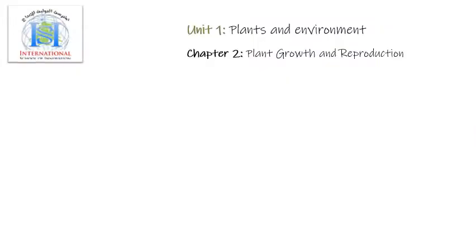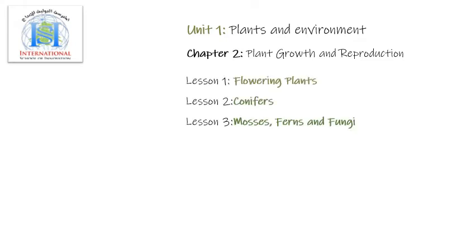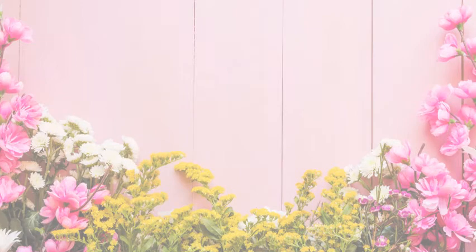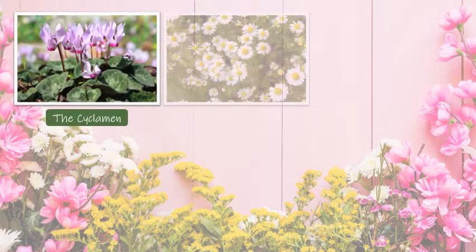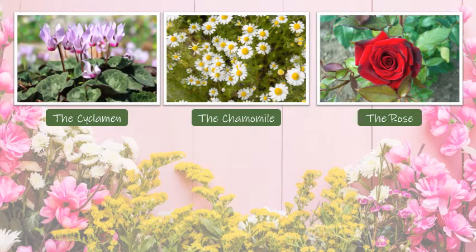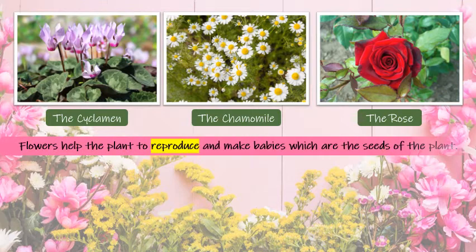So I think you know now. What are we going to learn about today? Yes, flowering plants. Flowering plants are plants that bloom and make flowers. And flowers have different shapes, different colors, different smells. But the flower has a very important job in the plant's life. Flowers help the plant to reproduce and make babies.